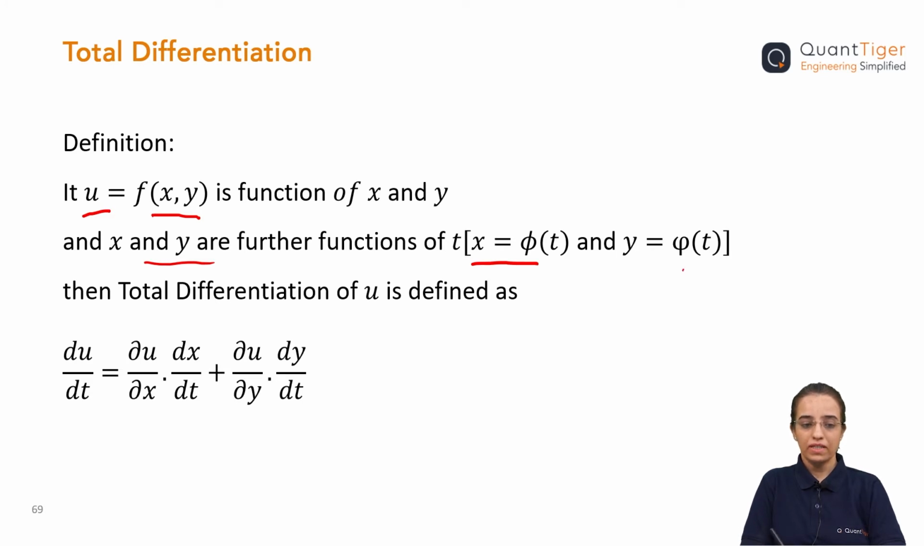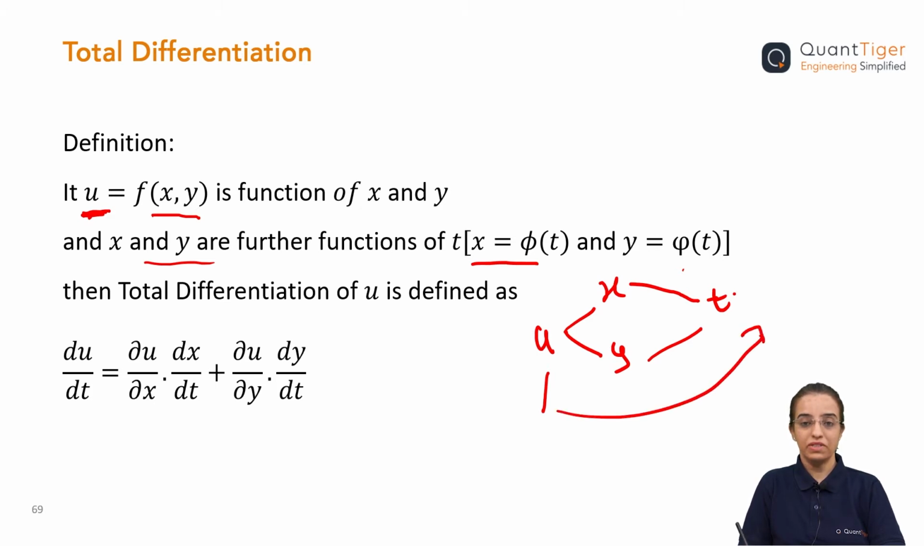Then if you want to find the differentiation of u with respect to t, I will draw a diagram here so it will be easy to understand. u is a function of x and y, and x and y are further function of t. This is how it is. So if I want to differentiate this u with respect to this variable which is independent or which is indirectly related, u is not directly related to t but it is indirectly related to t.